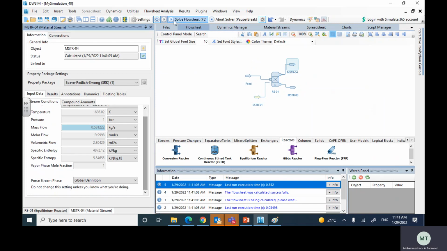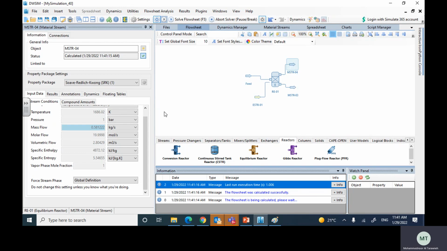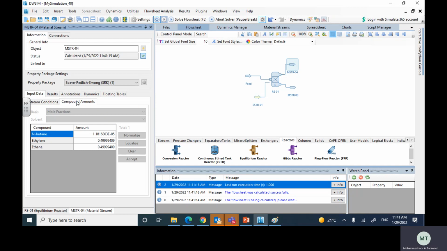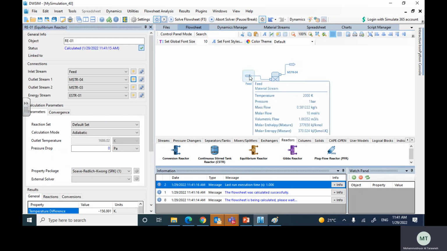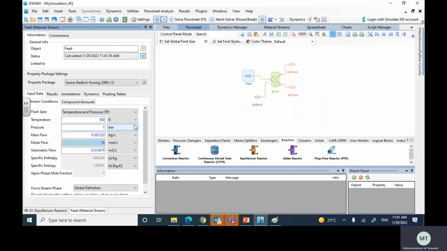Now click F5 again. Click on the material stream 4, for example. Let's check the compound amount. So at adiabatic condition, we still have a complete conversion of n-butane. However, from the feed, we can reduce the temperature. Let's see if the temperature is low, what would be the equilibrium mole fraction. Let's assume the temperature is 500 Kelvin.